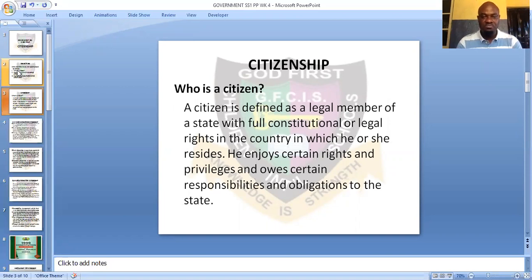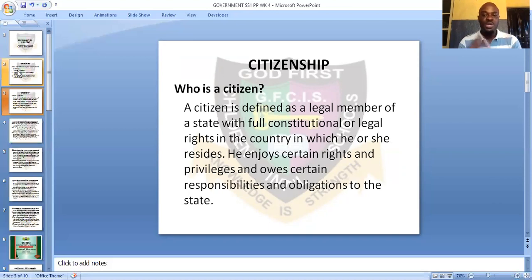Who is a citizen? A citizen is defined as a legal member of a state with full constitutional or legal rights in the country in which he or she resides. He enjoys certain rights and privileges and holds certain responsibilities and obligations to the state. That is, a citizen is someone who is a legal member of a particular country or state with the full constitutional rights in such a state.